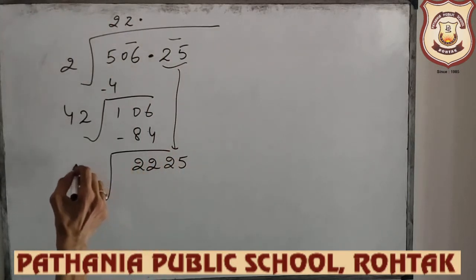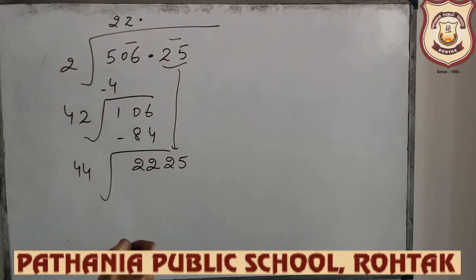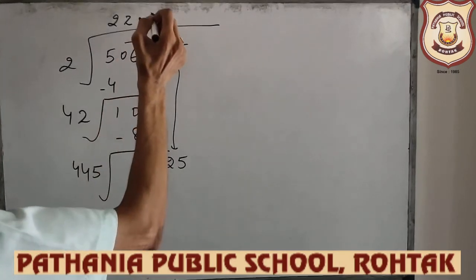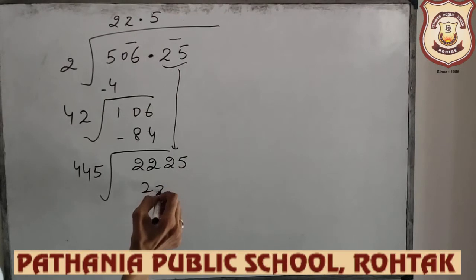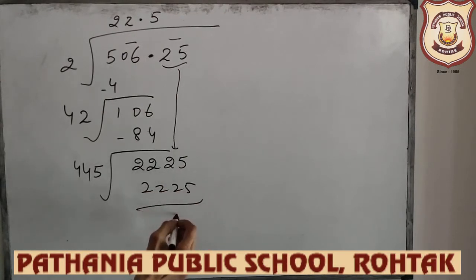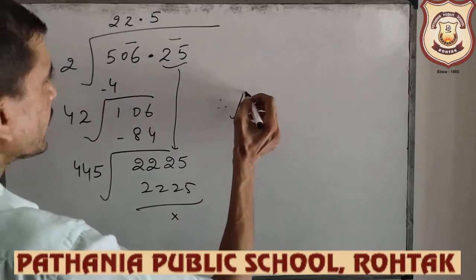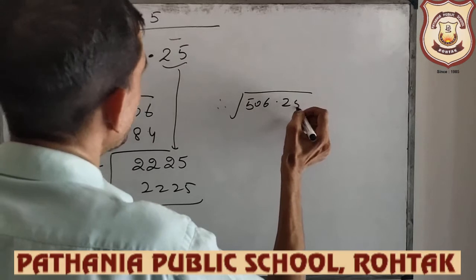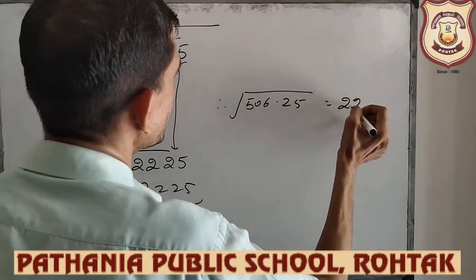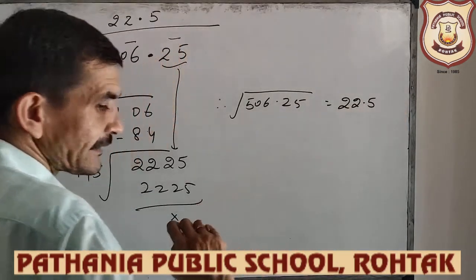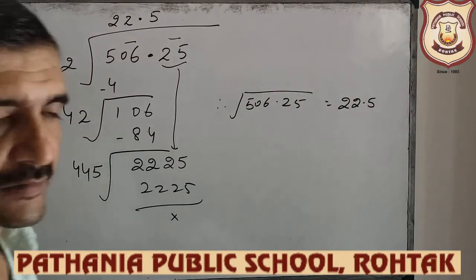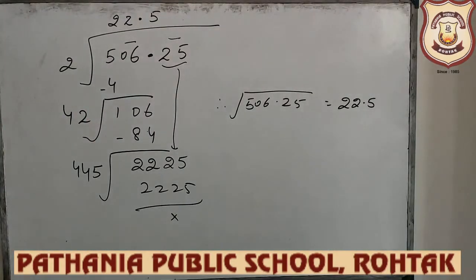So what is the double of 22? 44. Now 4 5s are 20. So 5 is there and 5 is there. So this is again 225 and the remainder is 0. Therefore, the square root of 506.25 is 22.5. In this way we can find the square root of a decimal number. Is it clear?